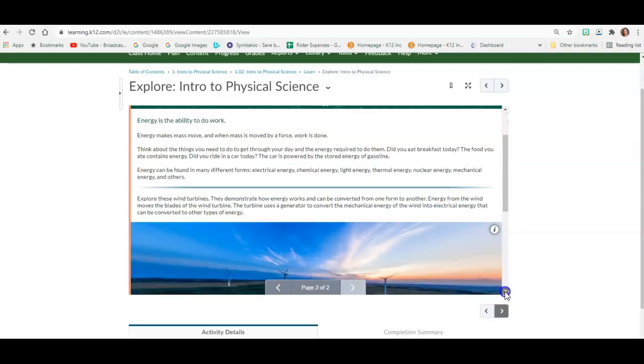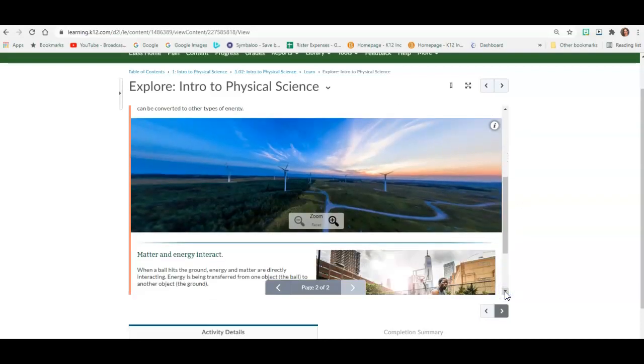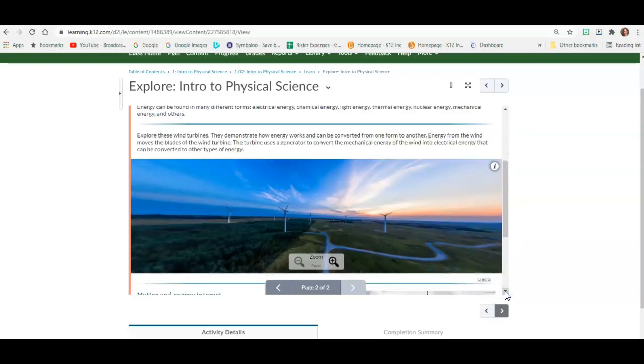So now we're looking at a picture of wind turbines. You may have seen these in real life before. I was raised up in the panhandle of Texas, where it's very flat. There's not a lot of trees, so there is a lot of wind there. So we see these there a lot. They call those wind farms.